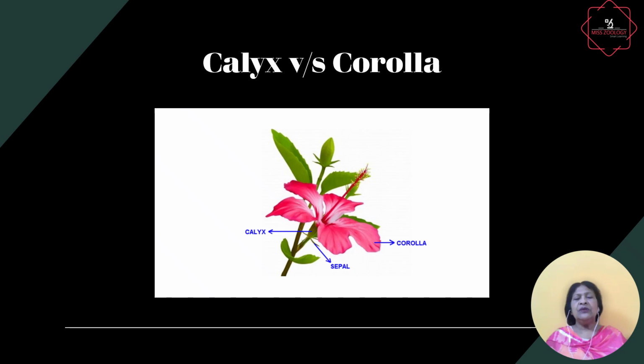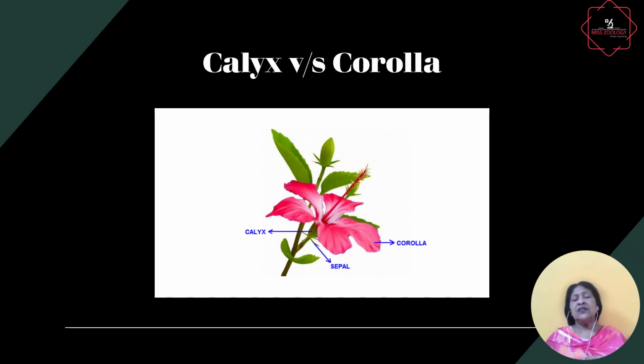Next we go to differentiating between the calyx and the corolla. Calyx is the fourth outer whorl of a flower. That is, when we start from inside to outside, the fourth outer whorl of a flower is the calyx. Coming to corolla, this is the third whorl which is interior to the calyx of a flower.